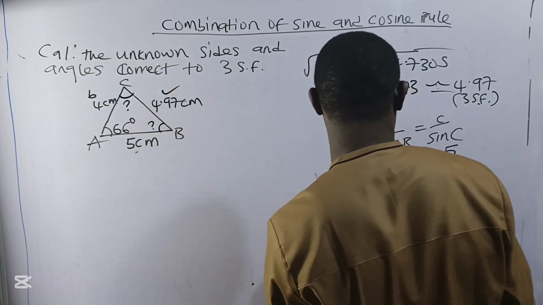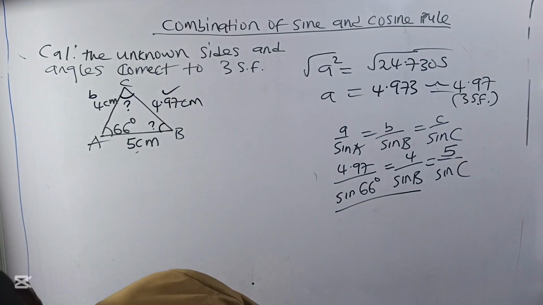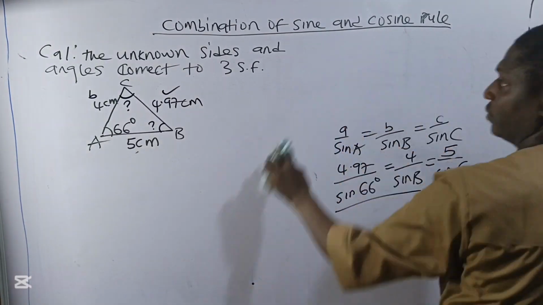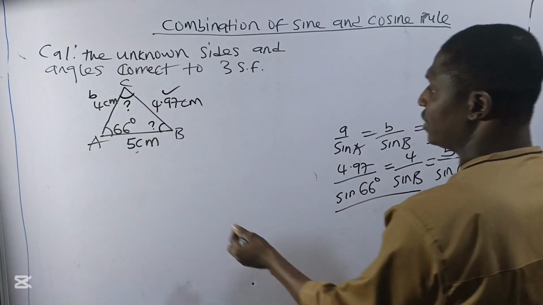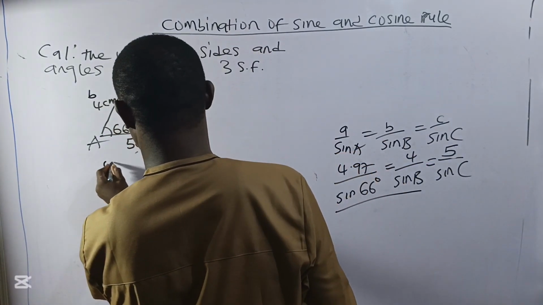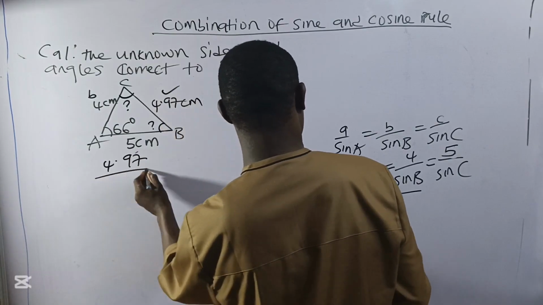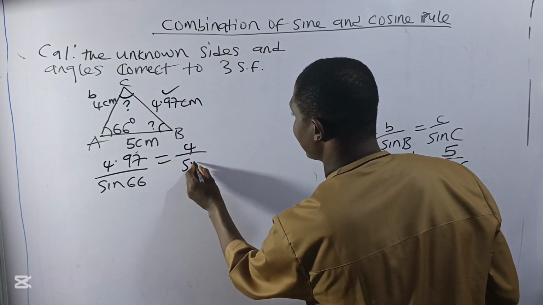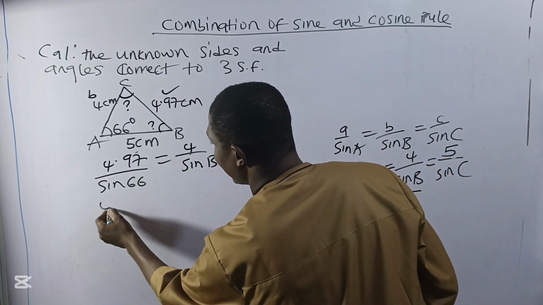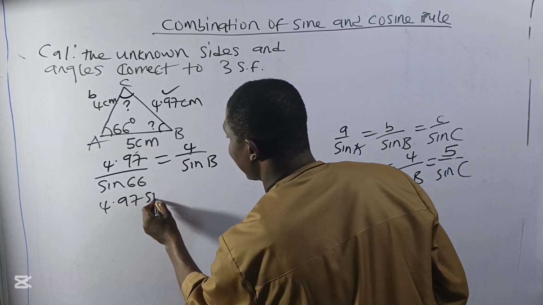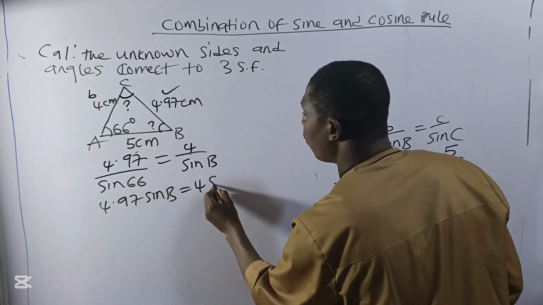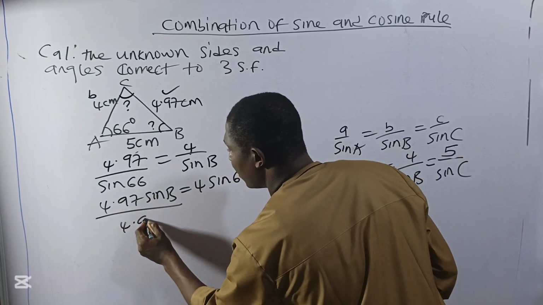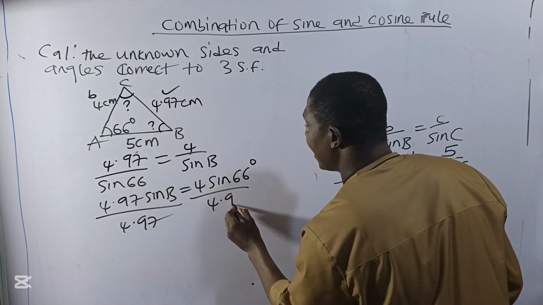So mark this because we solved it. And I can equally claim this. So using this, I have 4.97 all over sine 66 equals 4 all over sine B. If I cross multiply, I'll have 4.97 sine B equals 4 sine 66 degrees. And I'll divide through by 4.97.